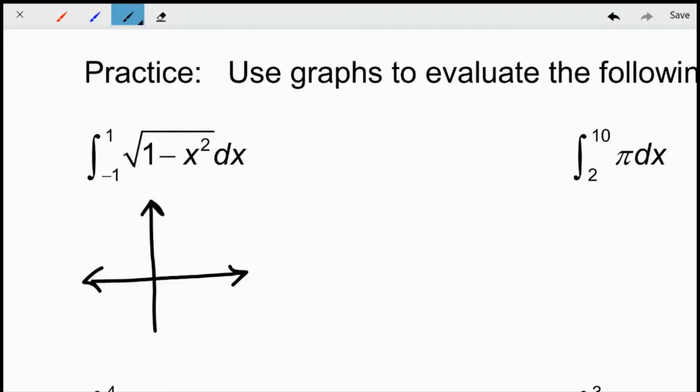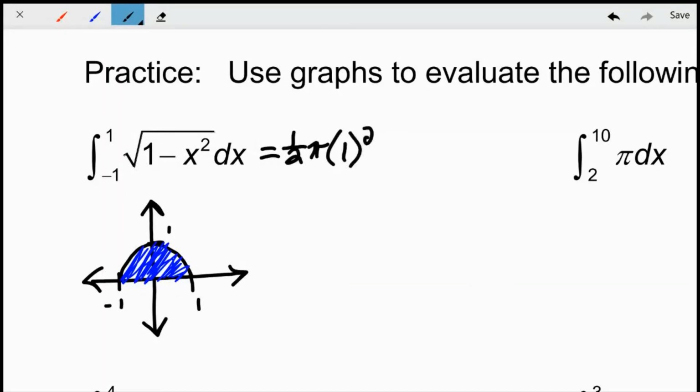This is a semicircle. And I'm going to go from -1 to 1. And so I'd end up with a shape that looks something like this. And then I'm just going to shade it in. That's the region that I'm trying to find. I know it's half of a circle with a radius of 1. So it would just be 1/2 pi times 1 squared. And that just gives me pi over 2.